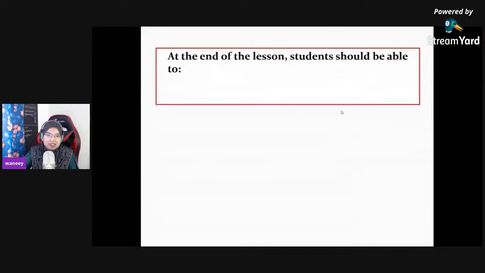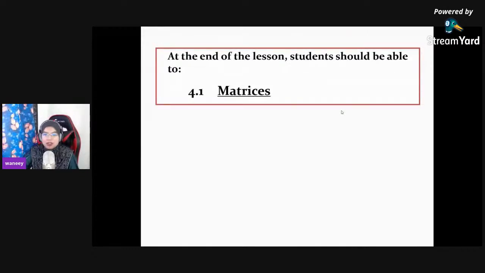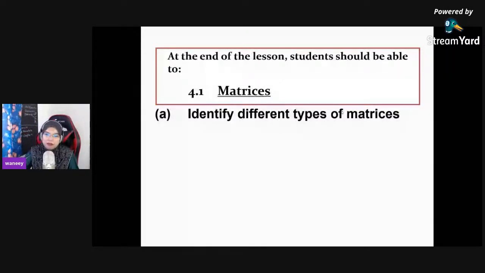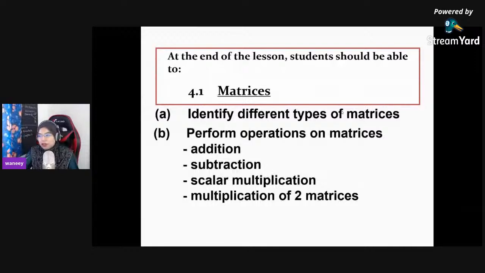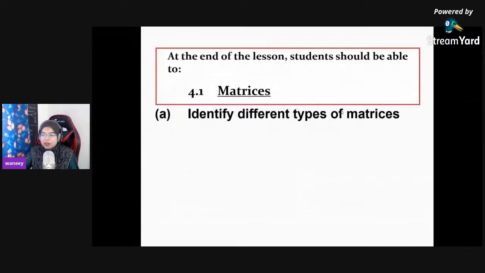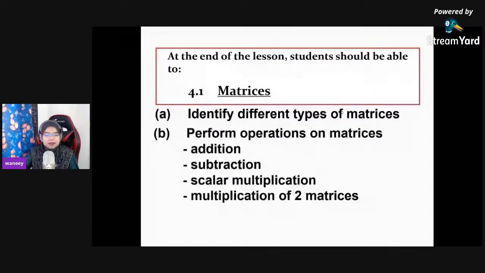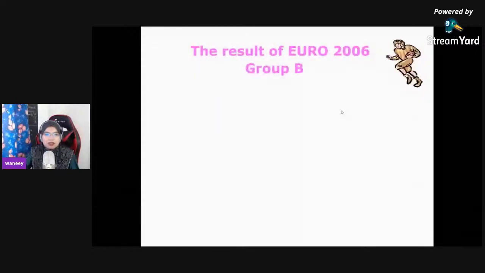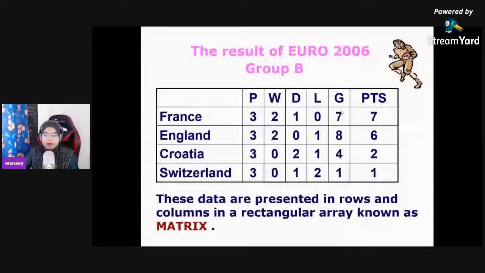At the end of the lesson, you should be able to, so today we are going to learn 4.1 matrices. You should be able to identify different types of matrices and then perform operations on matrices. You've got to know how to do addition, subtraction, scalar multiplication, and of course multiplication of two matrices. And then find the transpose of a matrix. Okay, so this data is represented in rows and columns in a rectangular array known as a matrix.